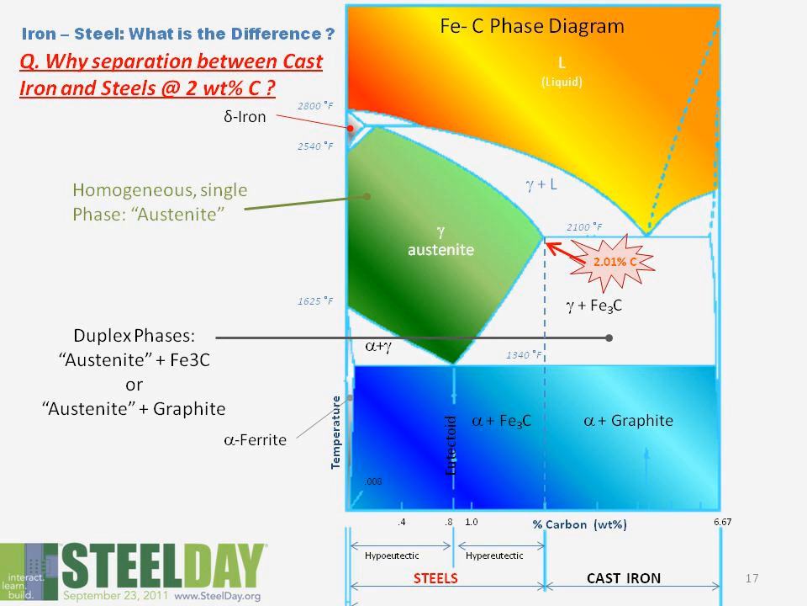Applying this to iron and carbon, the phase diagram is shown here, and the 2% carbon separation between cast irons and steels really has to do with this phase here known as austenite. Austenite is a homogeneous or a single phase in which all the carbon is in solution in an iron matrix. Once we get above 2%, we run into what's known as a duplex phase, where we have austenite plus iron carbide or cementite, or in the case of cast irons, we have a phase known as graphite.